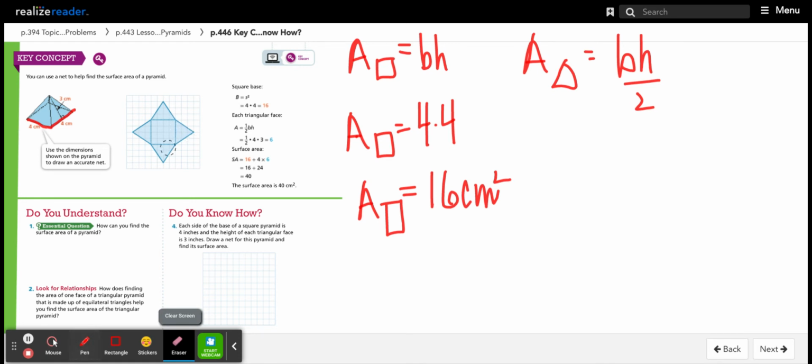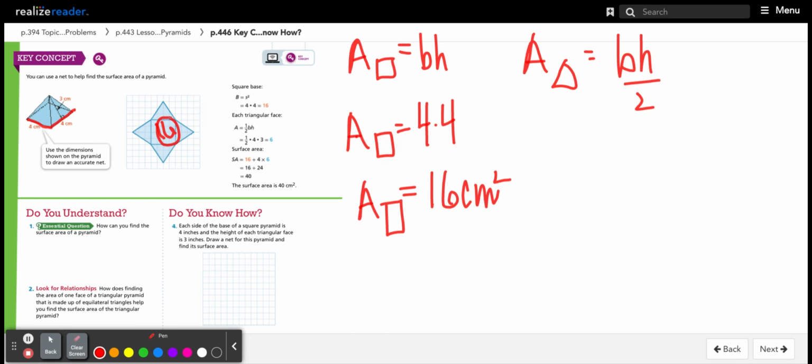So now I'm going to erase that. And I find it helpful to write 16 in the middle and circle it, just like when we were finding the area of the polygons, right? This way I can see what I have found the area of. So now I'm going to find the area of the triangles.